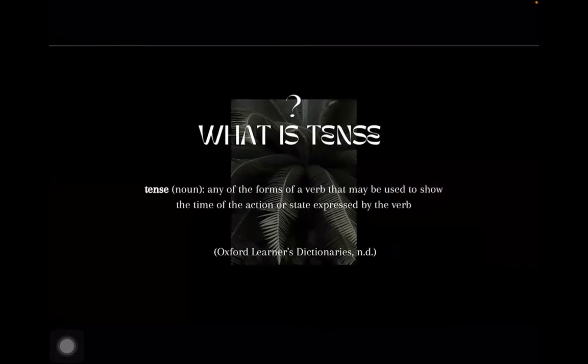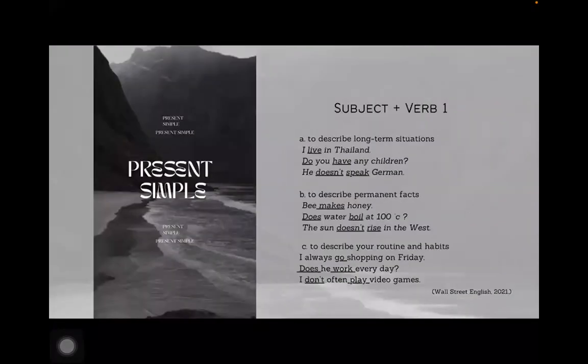First of all, start with what is tense. The definition of tense is any of the forms of a verb that may be used to show the time of the action or state explained by the verb. After you know the definition of tense, then I'm talking about the simple present tense. The structure is subject, verb, infinitive. The simple present tense is a verb tense with two main uses. We use this tense when an action is happening right now or when it happens regularly.